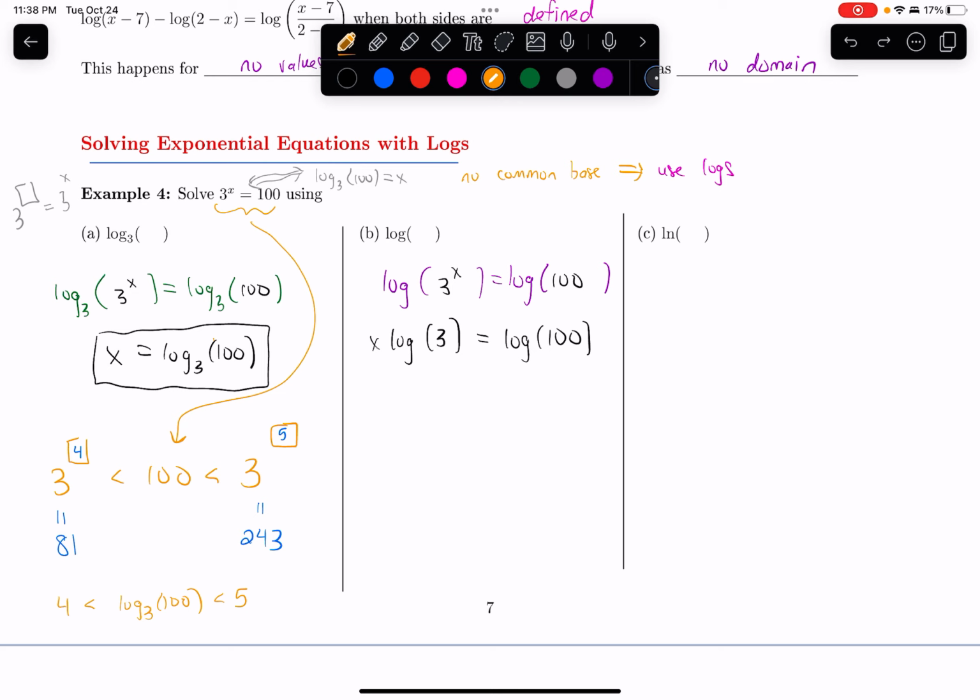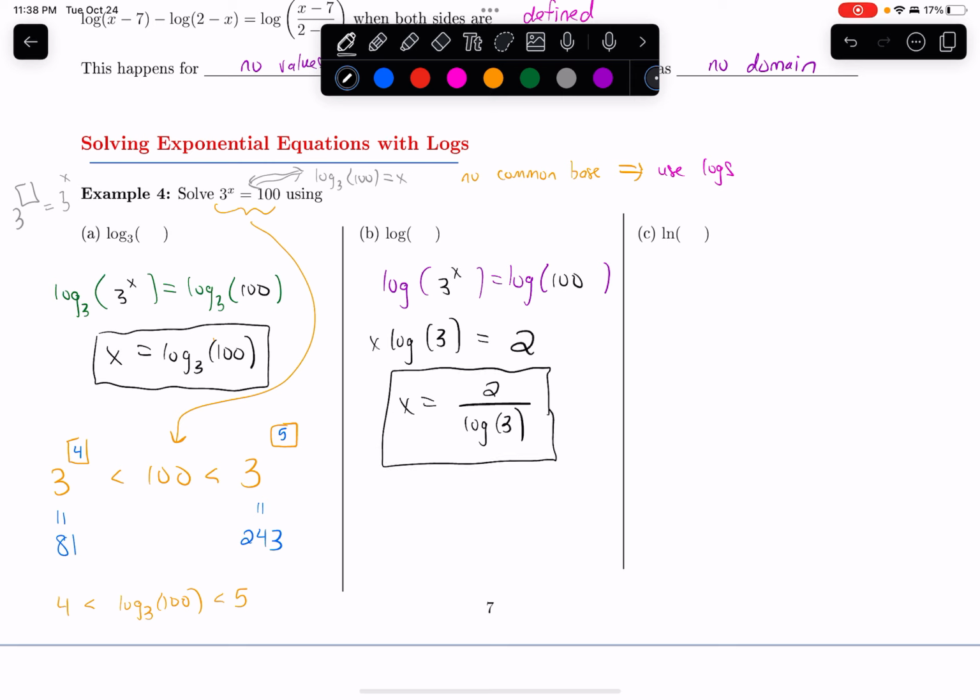Okay, and now, well, I know what log of 100 is. Let's simplify that. Log of 100, that's asking myself 10 to what power equals 100, and that's just 2. Okay, so now I can divide the log of 3 over, and I get x equals 2 divided by log of 3. And that is also a totally fine way to write the answer.